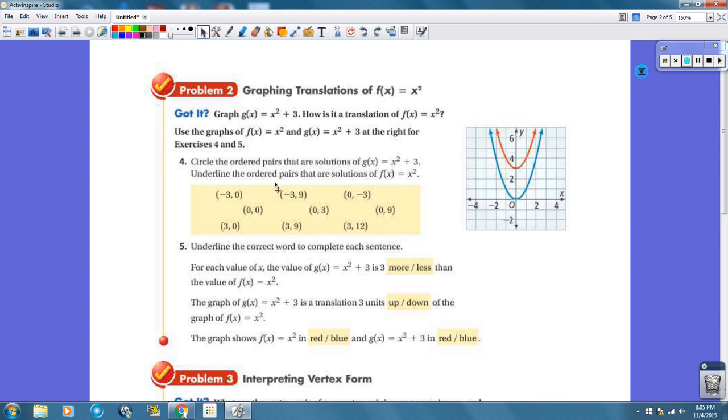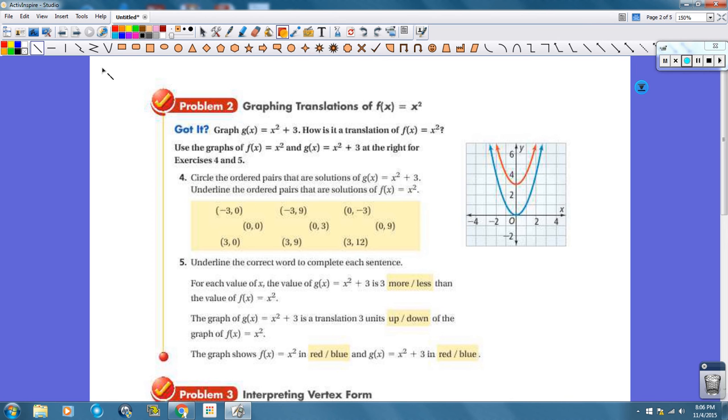So using those two at the right for exercise 4 or 5, they want you to circle the ordered pairs that are solutions here. And that one should be pretty easy for you to do. You want to circle the ones that go with this one. So circle these points. And then we're going to underline the ones that go with the regular function. Okay, so let's do some underlining here.